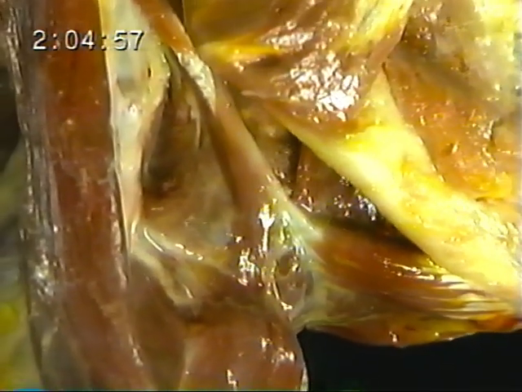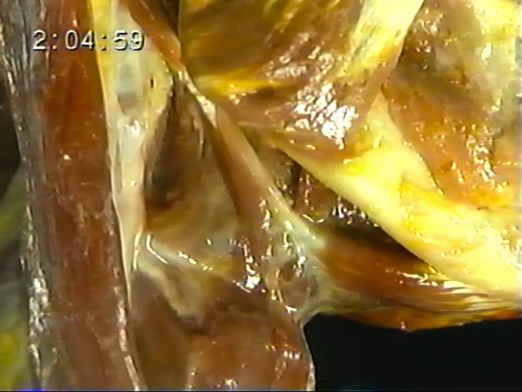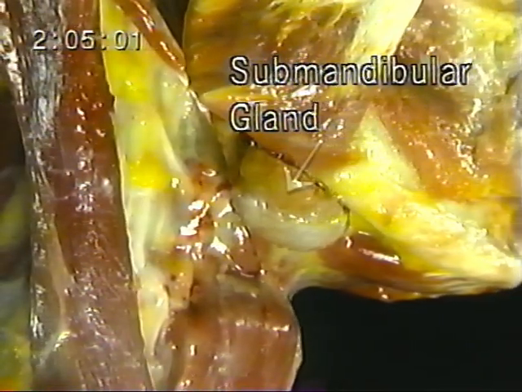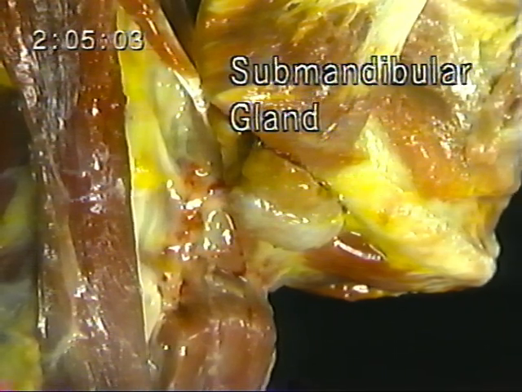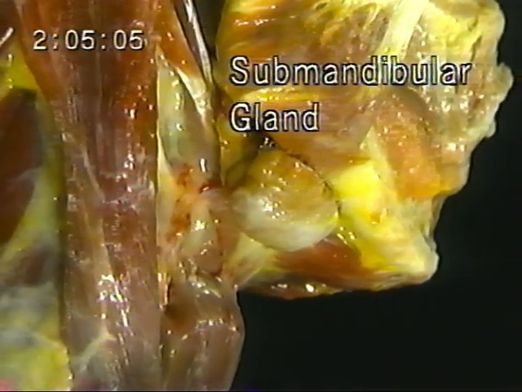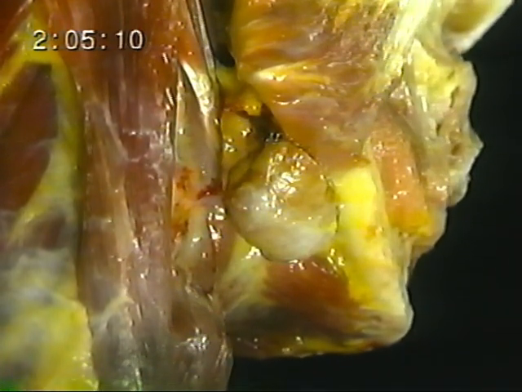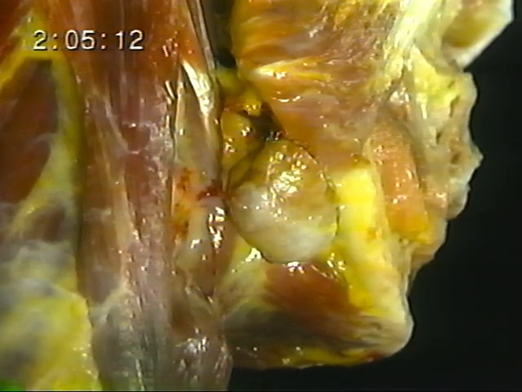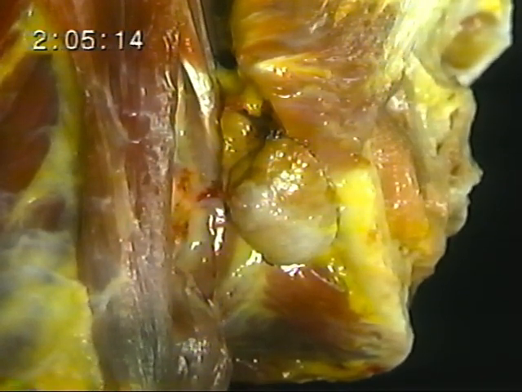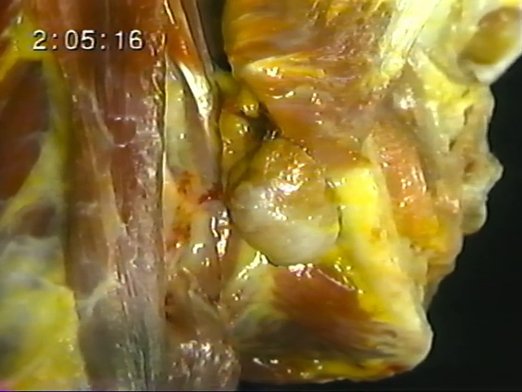Now we'll add the submandibular gland to the picture. Here it is. The submandibular gland curls around behind the free border of the mylohyoid muscle, so that it has a superficial part, which we can see here, and a deep part. To see the deep part, we'll remove the superficial part.